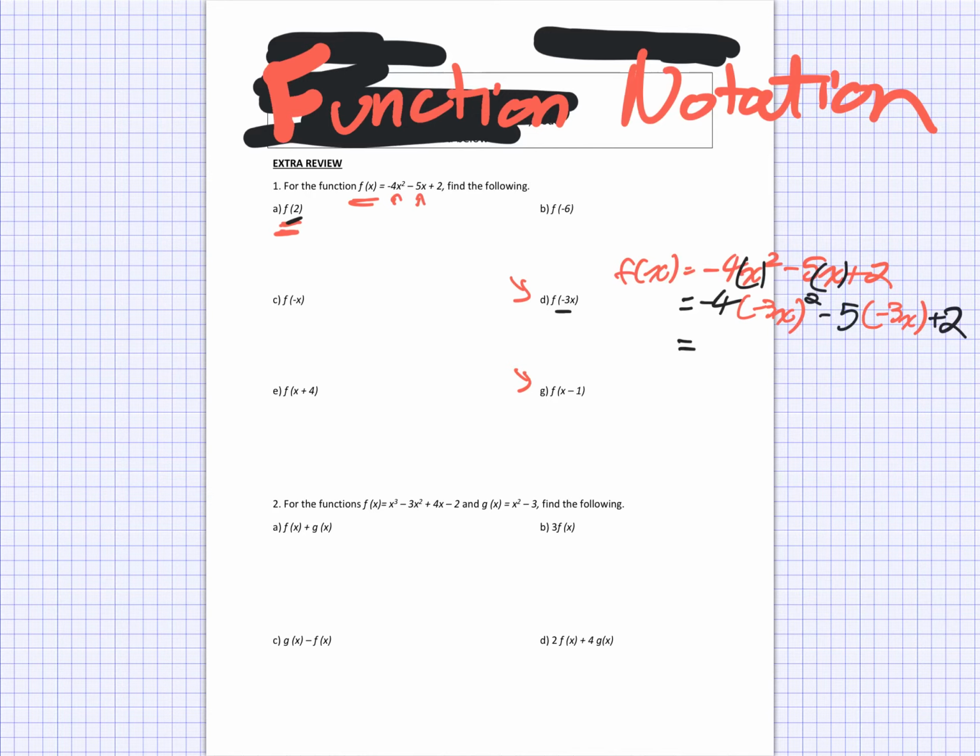So the first thing we'll do is deal with the exponent in the first term. Negative 3x squared. X times x is x squared, and negative 3 times negative 3 is 9. So we'll actually have 9x squared. I'm going to keep it still in brackets because we still have to multiply by negative 4.